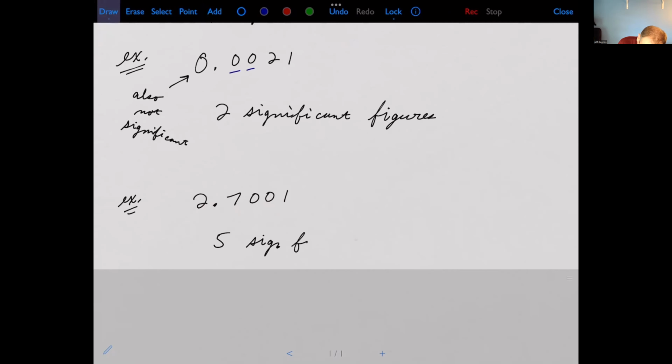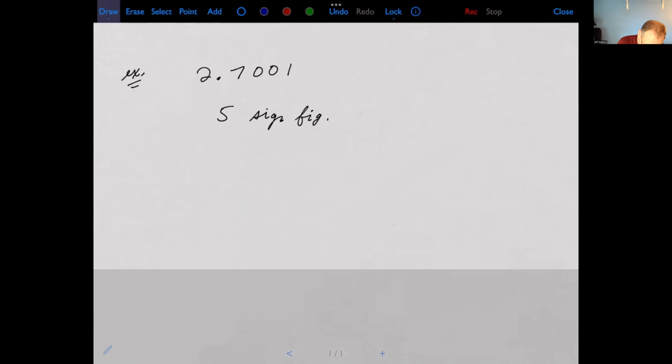I'll just abbreviate as sig figs. So 5 sig figs. What about this? Let's say I have 2003. Again, those two zeros are written between two digits that we know are significant. The 2 and 3 are definitely significant. So this would be an example where I have 4 significant figures.